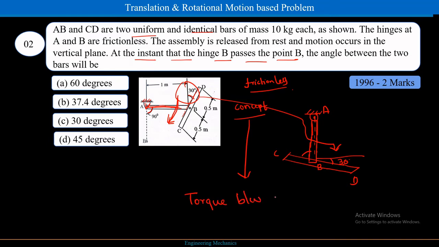between the CD rod and with respect to B. Okay, the hinge is released, but this is not moving because there is no torque between this B and AB. That's the reason. So what they are asking, the angle between the two bars is going to remain the same. If this is 30, then this is nothing but 60. This is going to be 60 for me.